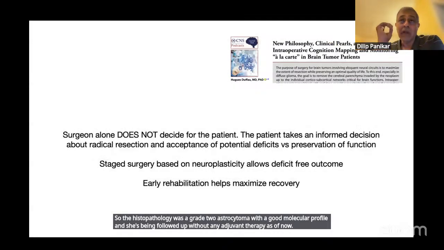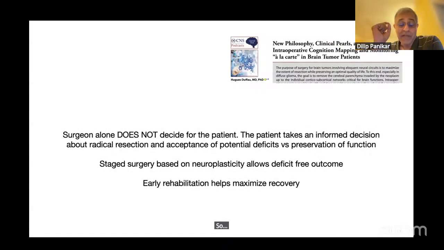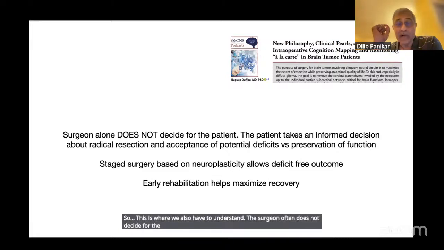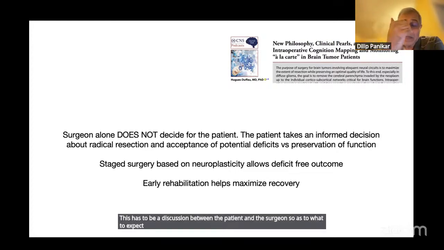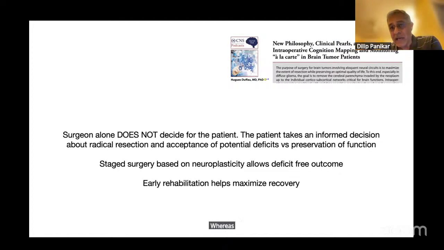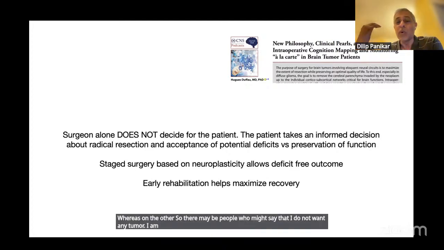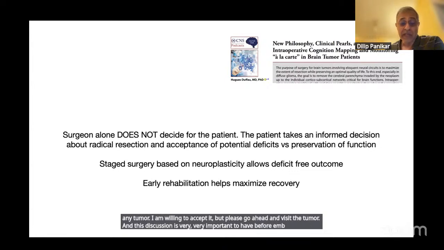So this is where we also have to understand that the surgeon cannot decide for the patient. This has to be a discussion between the patient and the surgeon, as to what to expect. Like the last lady, there are people who may be very particular that functions have to be preserved at any cost. Whereas on the other side, there may be people who might say, I do not want any tumor, I'm willing to accept the risk, but please go ahead and resect the tumor. And this discussion is very, very important to have before embarking on the surgical procedure.